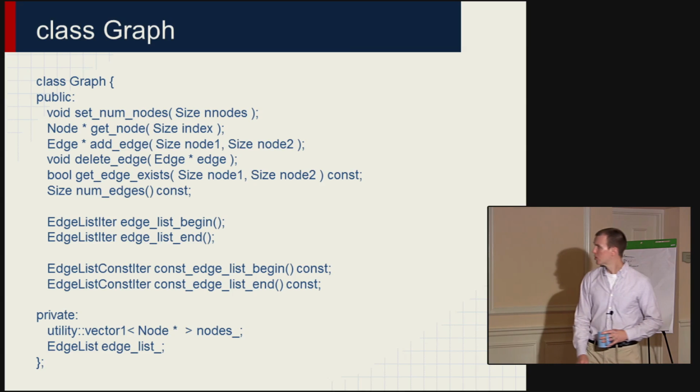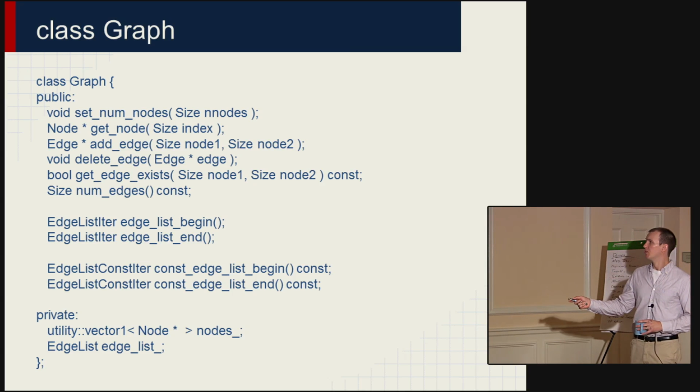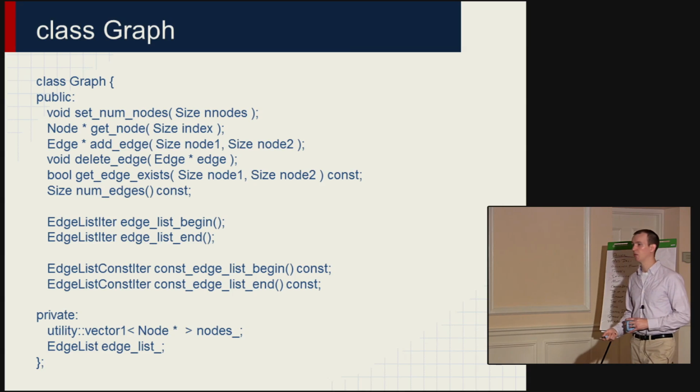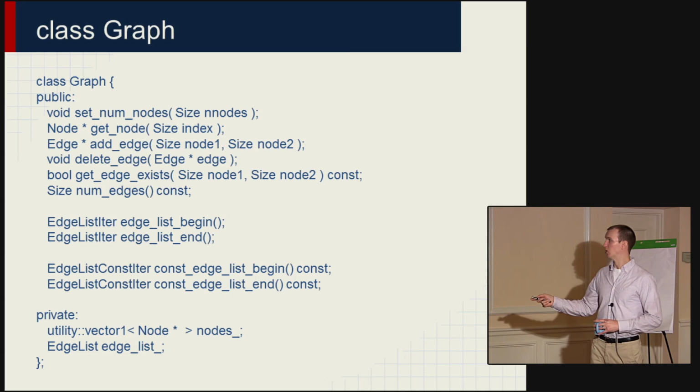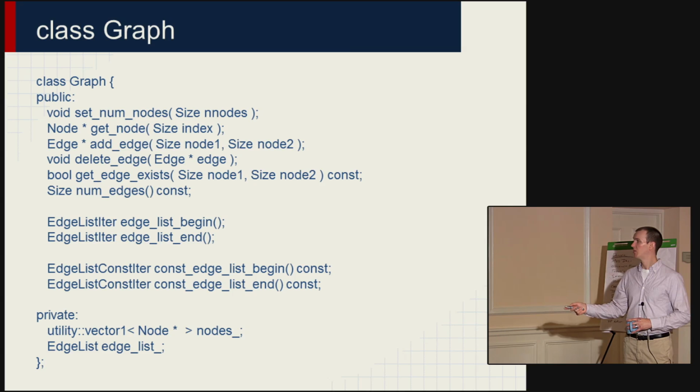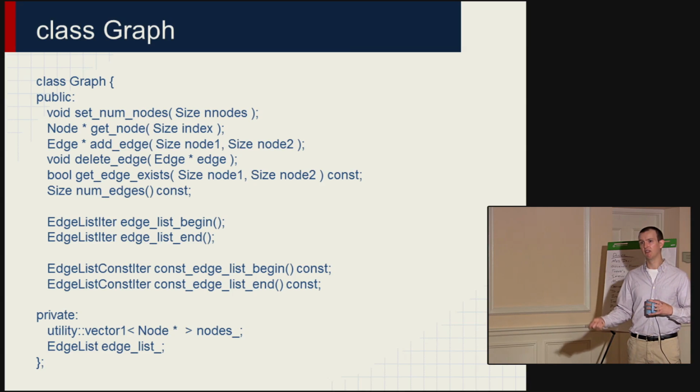Okay, so what does class graph look like? You initialize a graph by saying how many nodes there are, and then it goes and constructs a whole bunch of nodes. You can ask for a node, so you can say get node. You can ask for an edge where you give the indices of 2 nodes, and it will look for it and then return a pointer to it if it exists. You can delete a particular edge. You can ask if an edge exists. You can ask for the total number of edges. You can ask for an iterator to the beginning of the edge list for the graph.